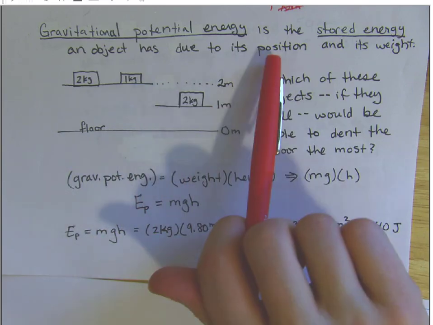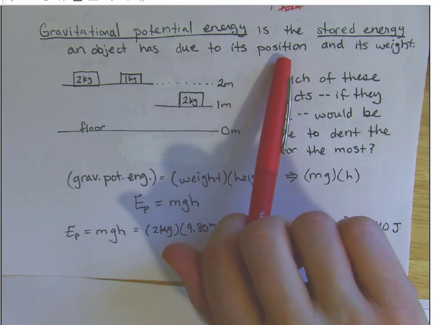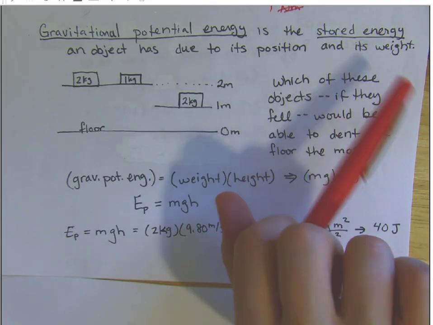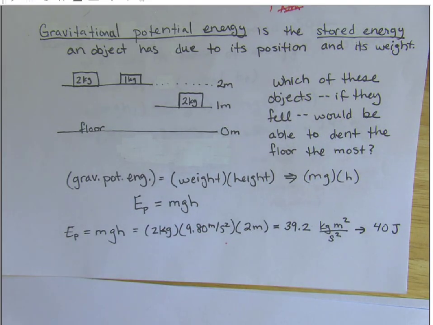So objects that are higher up will have more gravitational potential energy, but it also depends on its weight. Like if you're going to drop a bowling ball from 1 meter up, that would have a lot more energy, a lot more ability to do something than if you dropped, say, a marble from 1 meter up. Right? So the weight matters as well.